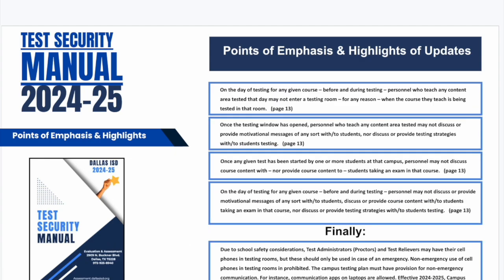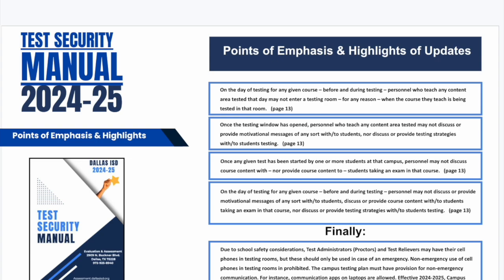Other points of emphasis on the day of testing any given course. Before and during the testing, personnel who teach any content area tested that day may not enter the testing room for any reason when the course they teach is being tested in that room. Page 13. So if they are testing in your room and you left something in your file cabinet, it's not acceptable to go back even before the test. It's on that day. So we have to be careful and plan ahead.